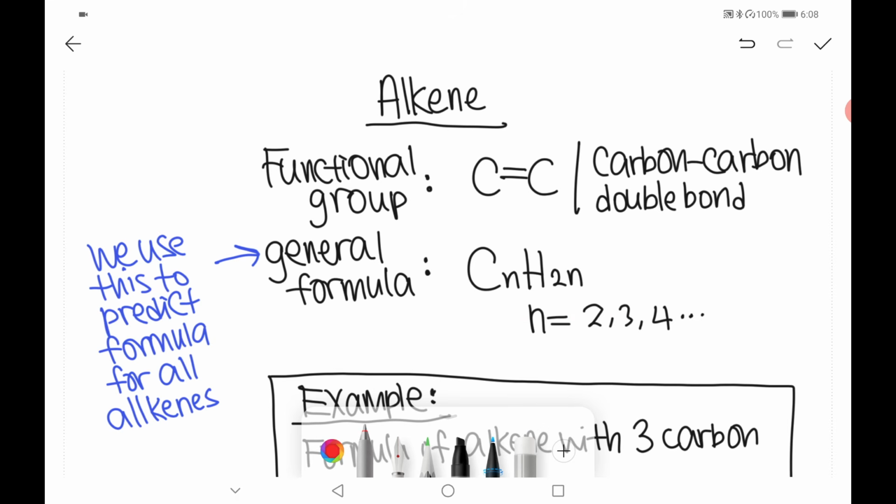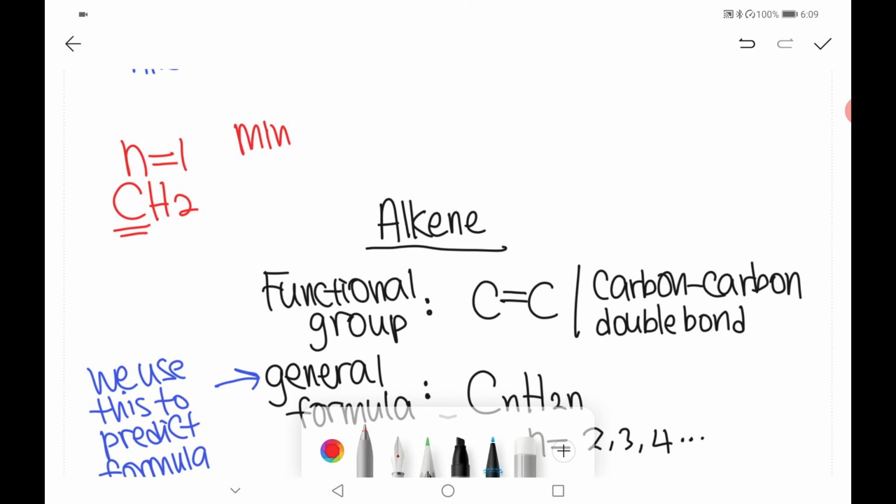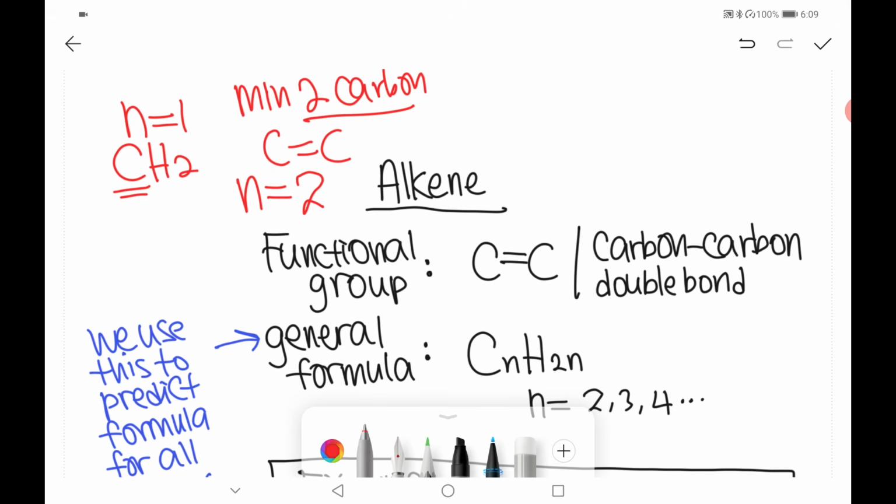So why must n start from number 2 for alkene? Because the functional group of alkene is the carbon-carbon double bond. If you substitute n equal to 1, you will get CH2. If you only have one carbon, there is no way you can have a carbon-carbon double bond. To form a carbon-carbon double bond, we need a minimum of 2 carbons. So in order to get a minimum of 2 carbons, the n must start from 2.